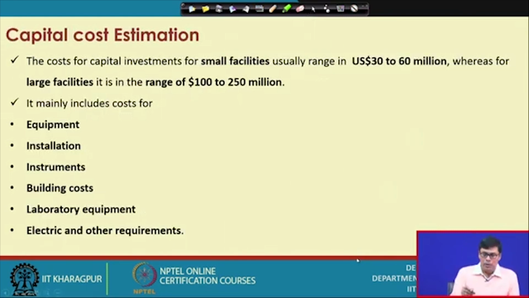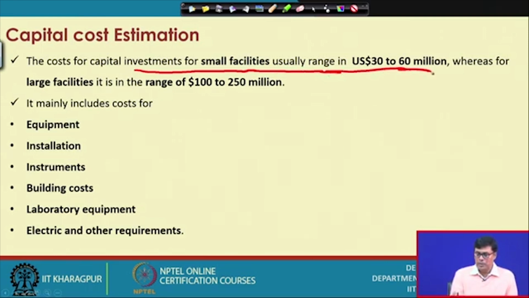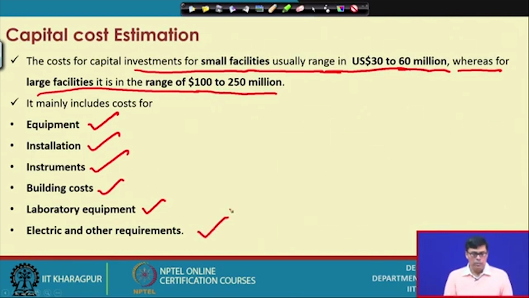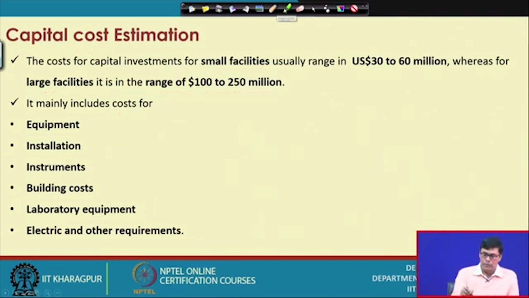Then for the capital cost, how do you do the analysis? The capital cost investment for a small facility is in the range of 30 to 60 million dollars, whereas for a large facility we require 100 to 250 million US dollars. The main items include first your equipment, second the installation, third instrumentation, building costs, labor equipment, laboratory equipment, and the electrical and other requirements. So, these are the different things that come under the capital cost.